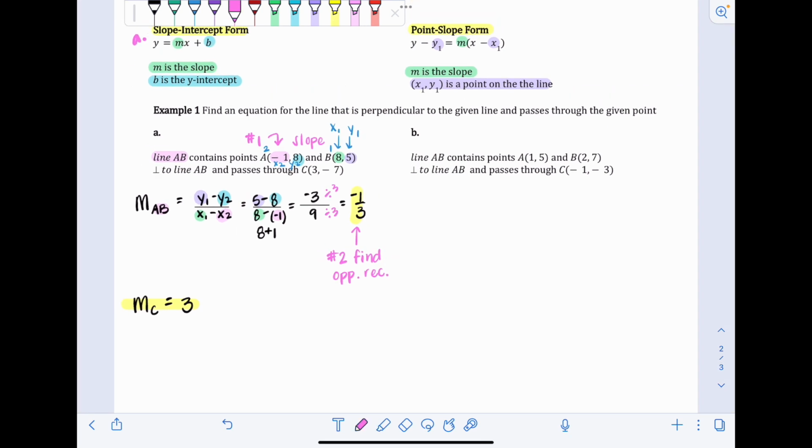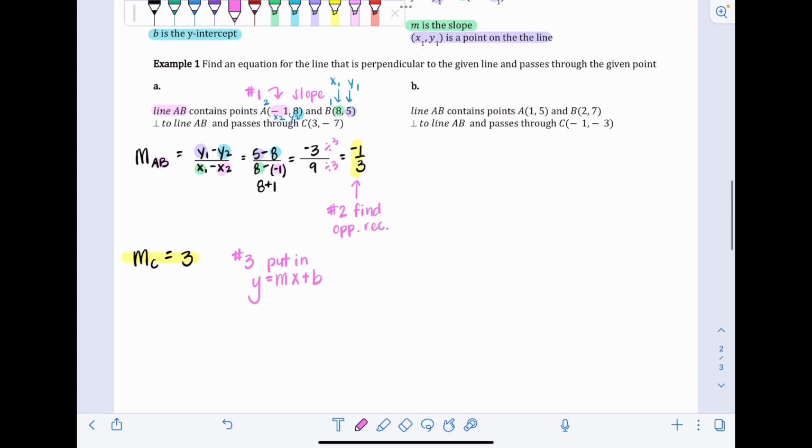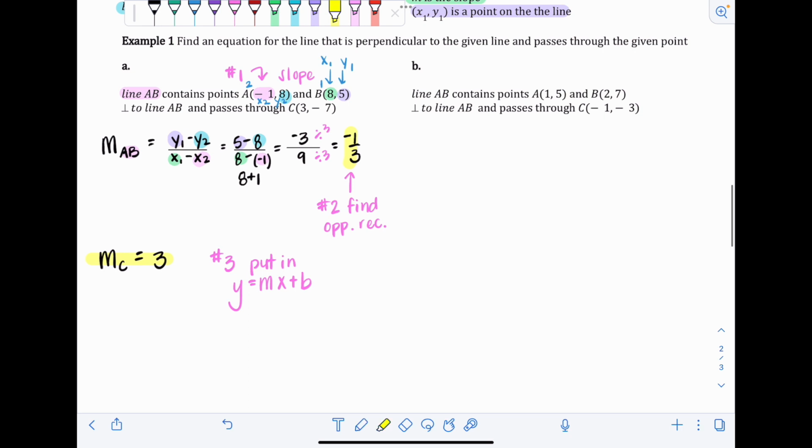And then step 3 is to put that slope into y equals mx plus b. So we'll take that slope that we just found, 3, and put it in for m in that formula. So it'd be y equals 3x plus b. And then we have to figure out what b is for our final answer. In order to solve for b, we need that to be our only unknown. So step 4 is to take that new point.